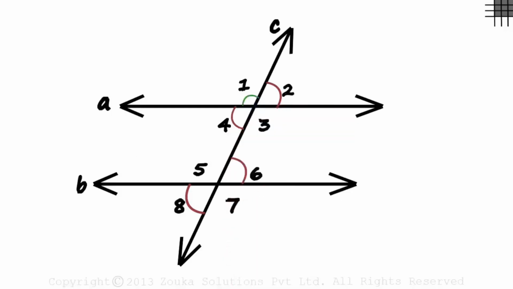Similarly, angle 1 equals angle 5 as they are corresponding angles. Angle 7 equals angle 5 because they are vertically opposite. And angle 3 equals angle 7 because they are corresponding angles. So if lines A and B are parallel, we can see that angles 1, 3, 5 and 7 are equal and angles 2, 4, 6 and 8 are equal.